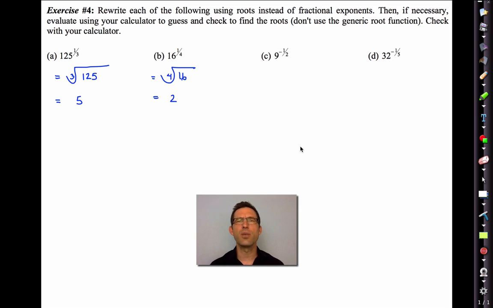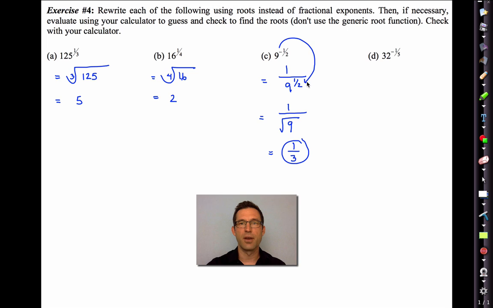Now in letter C and letter D, we have negative exponents, and there are no negative roots. I mean, you can have a negative square root of 9, it's not that. But no, here we're just going to combine both the idea of a negative exponent being division, and then a fractional exponent being a root, to end up with an answer of 1/3. So we get rid of the negative by placing it in the denominator, and then we get rid of the fractional exponent by placing it under a root.